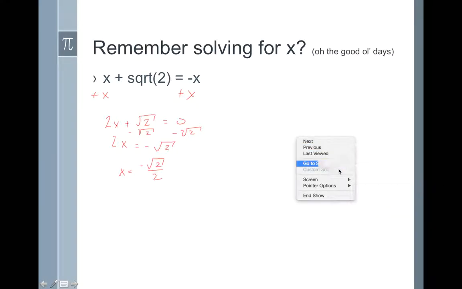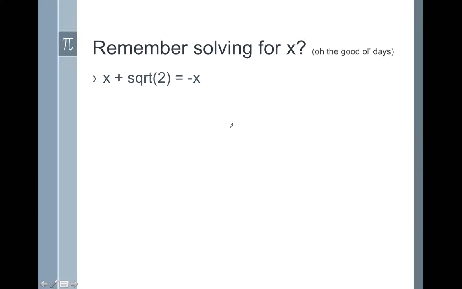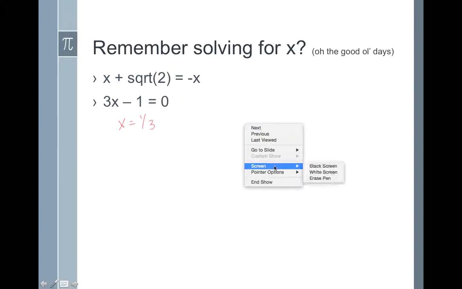Okay, so remember, I use this stuff to kind of compare to trigonometry. So we'll give a few minutes here. We've got a couple examples of the good old days. Here's 3x minus 1 equals 0. I'm hopeful that every one of you guys could probably solve this without even thinking. If I added 1 and divided by 3, I'd say x is equal to 1/3. Super simple, nothing really complex about it.